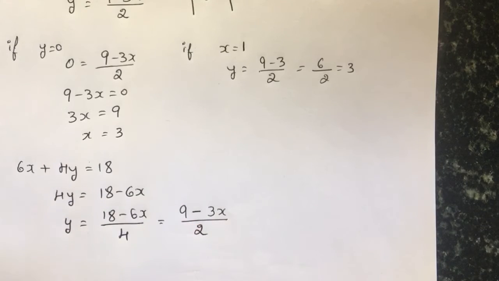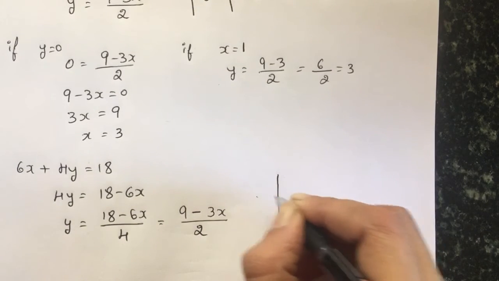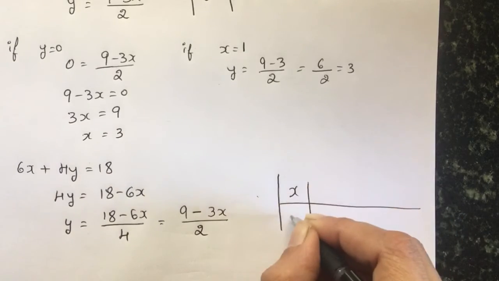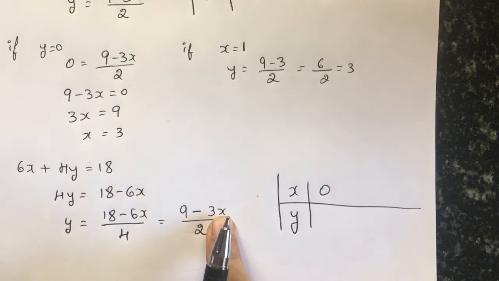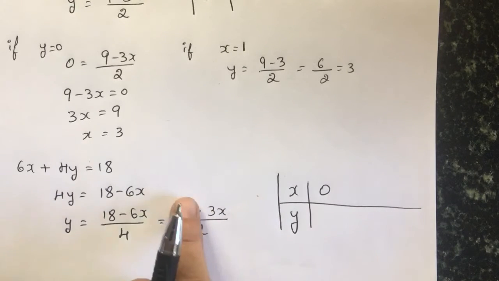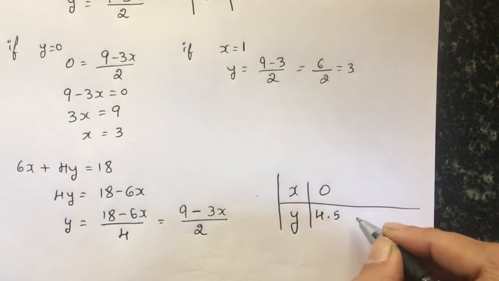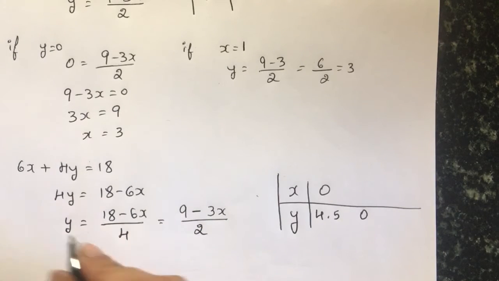Now for this I have to make the table. I'm giving x and y values. First initially you give the x value as 0. When x is 0, it is (9 minus 0) by 2, and 9 by 2 is again 4.5. You give the value of y as 0. Y is 0, 2 into 0 is 0, so 9 minus 3x. If you want, you write it down, okay?